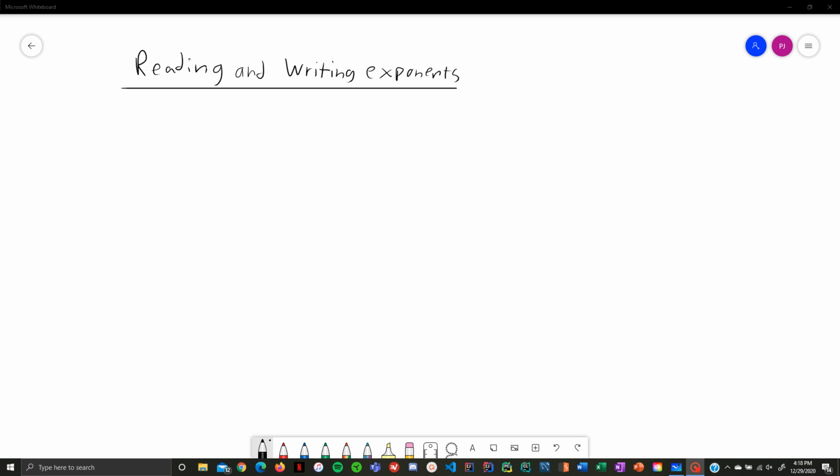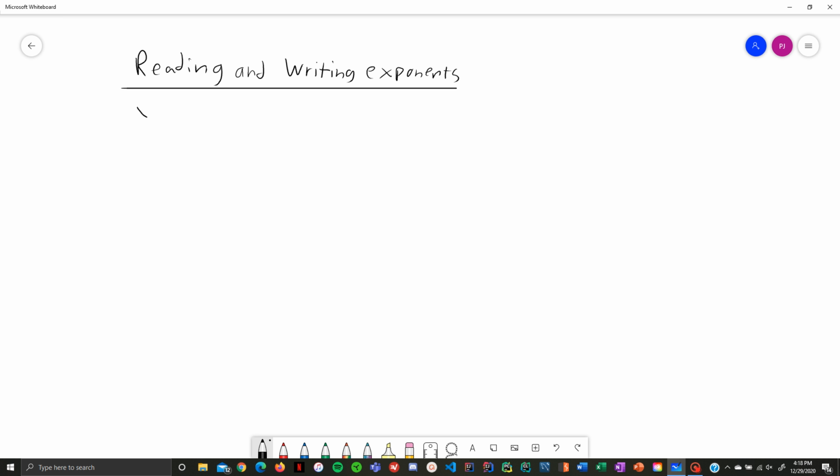So for example, the basic format of an exponent would be your number, we're going to call this x, and then your power right up here. So this is your number, and in the very top right corner of your number, you're going to have your power. If you want to read this, it would be x, our number, our variable x, to the nth power.